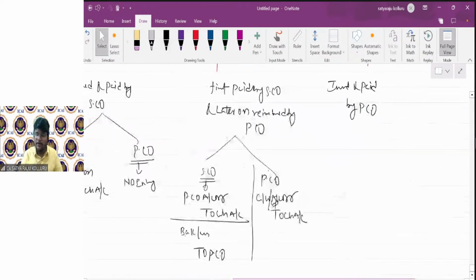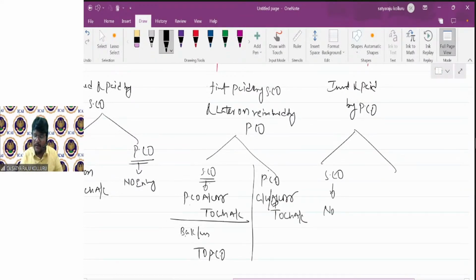Now coming to the last scenario, incurred and paid by the purchasing company. What is the entry in the books of the selling company? No entry. No need to pay, no need to incur. The purchasing company will incur and pay. Since the purchasing company will pay, the same entry you need to repeat here: goodwill or capital reserve to cash.